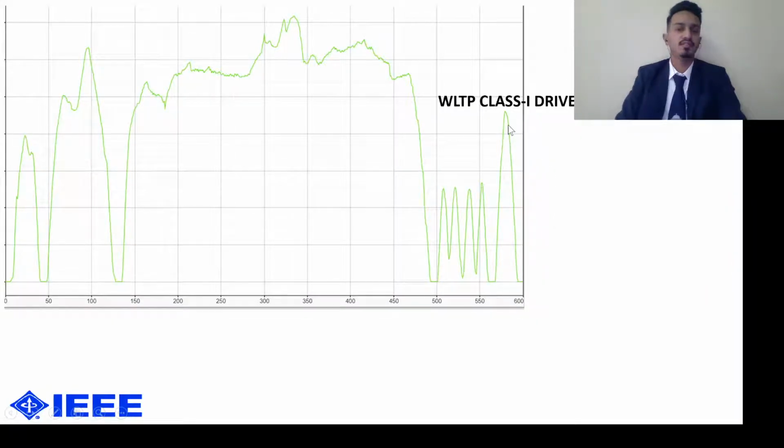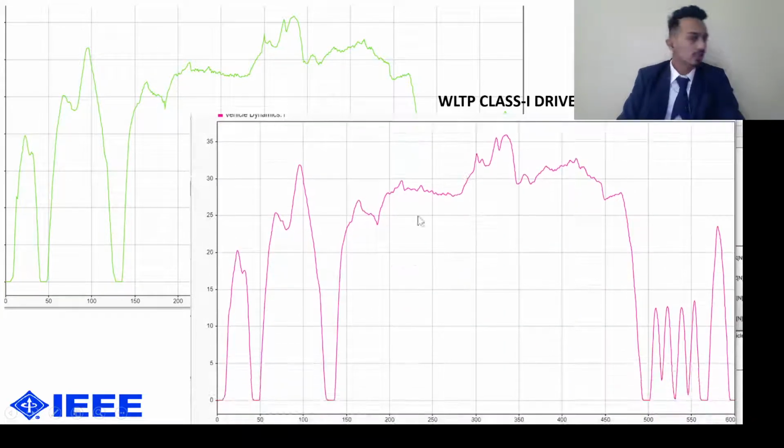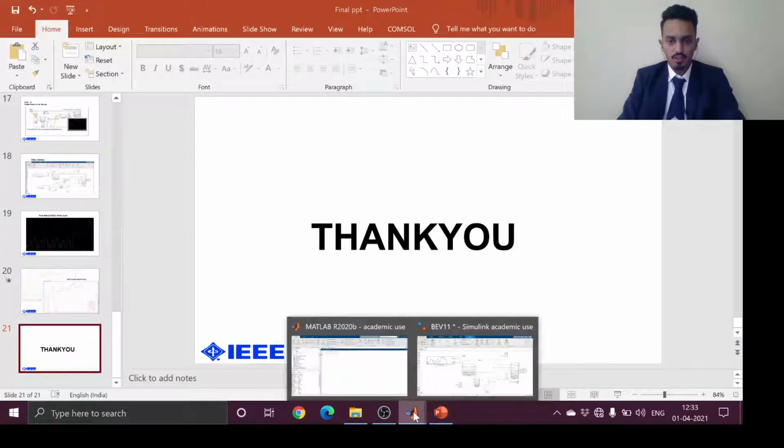For example, if we give a WLTP class 1 drive cycle as input to the driver model, this is shown as the output. It is clearly identical, therefore our model is working perfectly. Thank you. So I'll just show you the model here now.